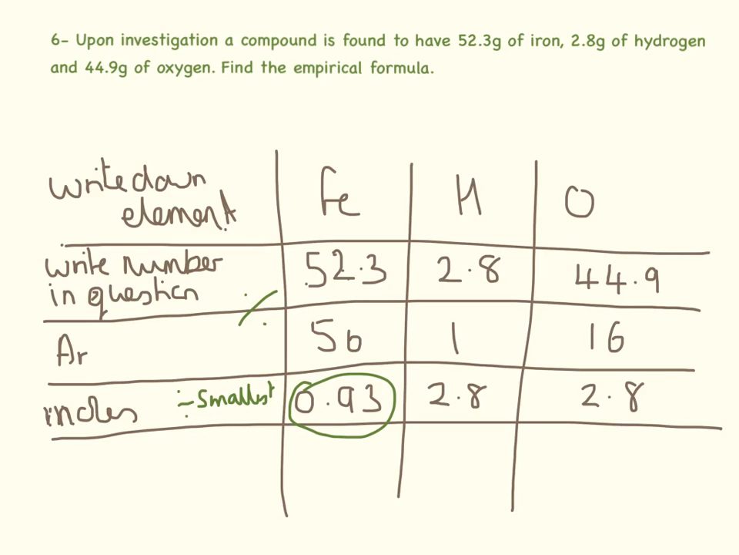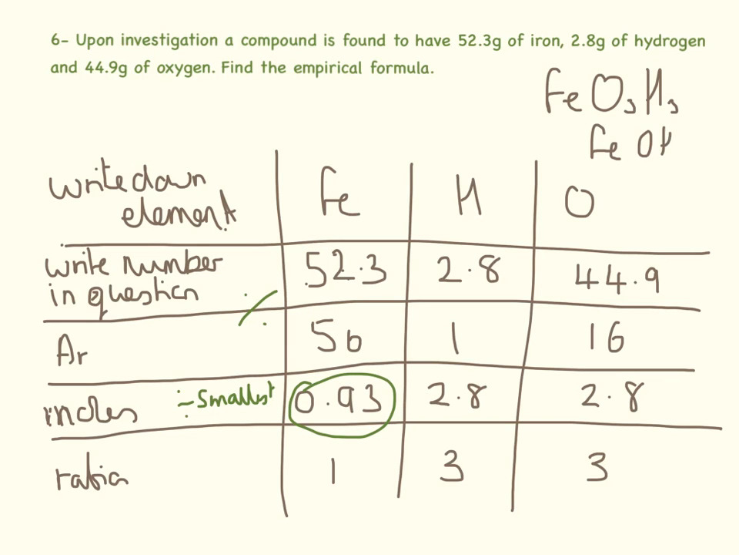So 0.93 divided by 0.93 equals 1. This is our ratio here. 2.8 divided by 0.93 equals 3. And same maths here, that equals 3. So that tells us for every one iron we're going to have 3 oxygens and we're going to have 3 hydrogens. So our formula is going to be FeO3H3. You could also write it like this.